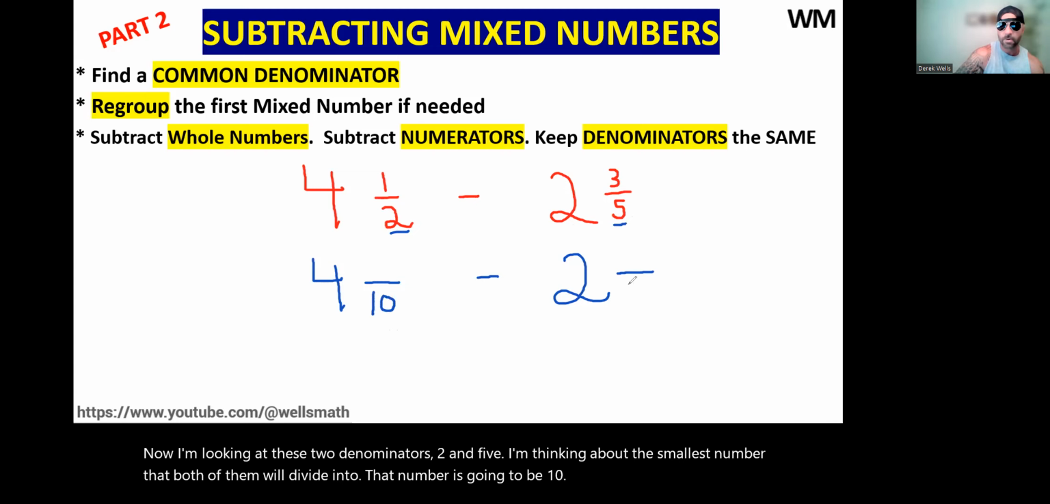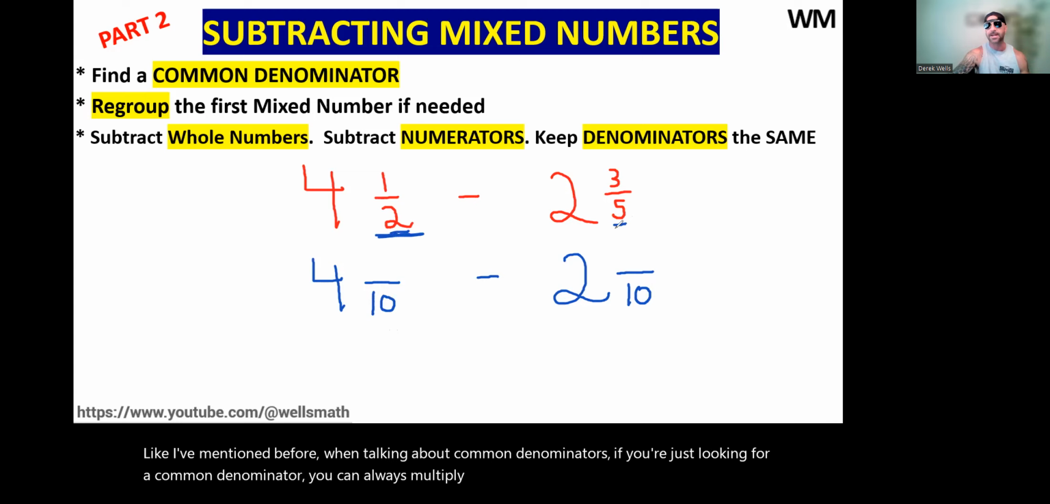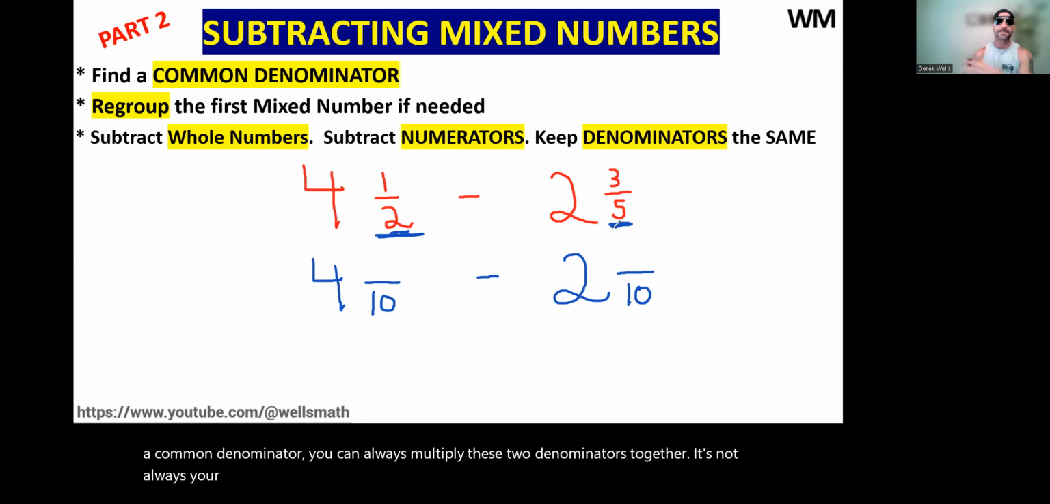Like I've mentioned before, when talking about common denominators, if you're just looking for a common denominator, you can always multiply these two denominators together. It's not always your best option because you may have to simplify your answer at the end. But with this one, it worked just fine.